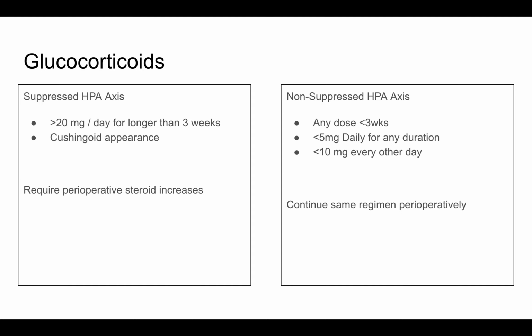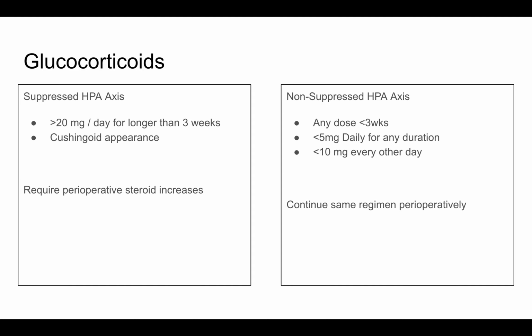And then if they're on less than 10 milligrams every other day, I don't really know what sort of regimen that would be or when people would get that, but that was included in here. Those are also patients not at risk for suppressed HPA axis. So in those patients, when you don't have this concern for suppression, you can continue the same regimen perioperatively. Just leave them on the medications that they're on.